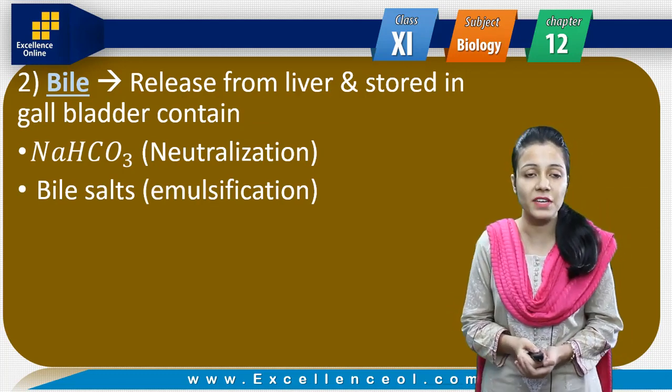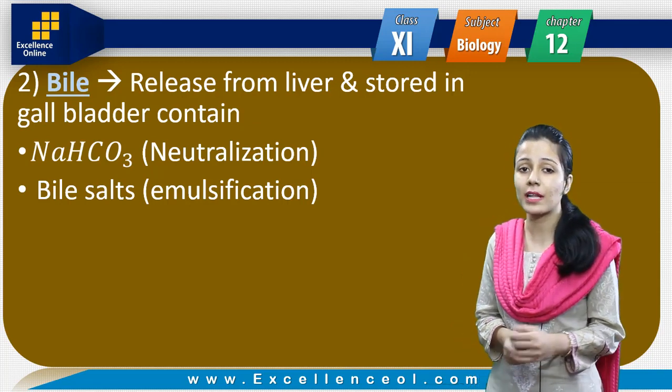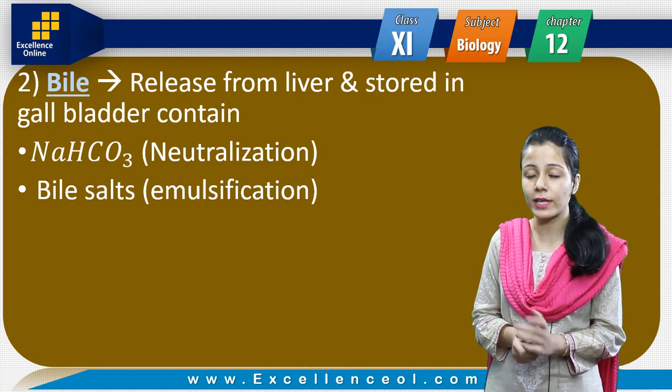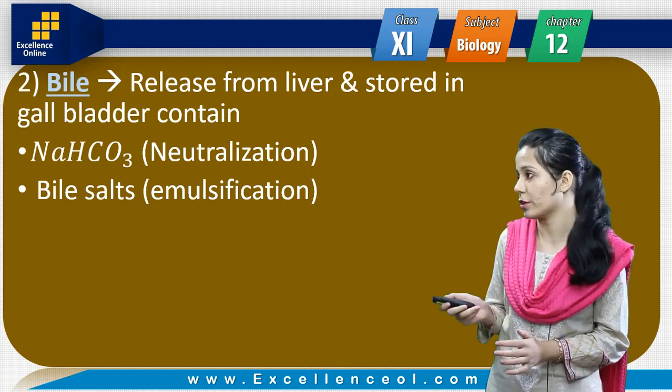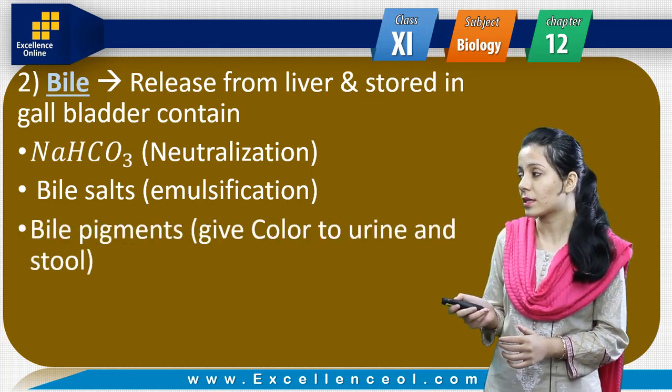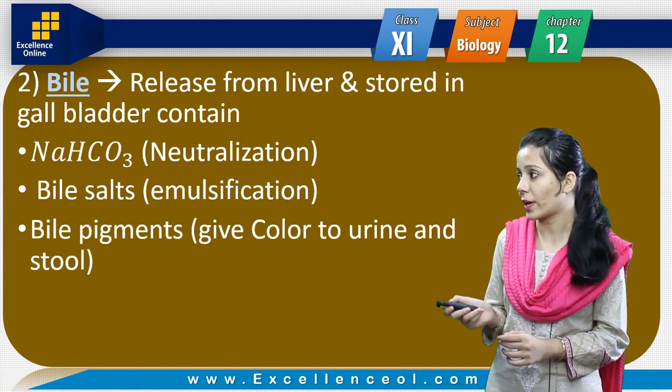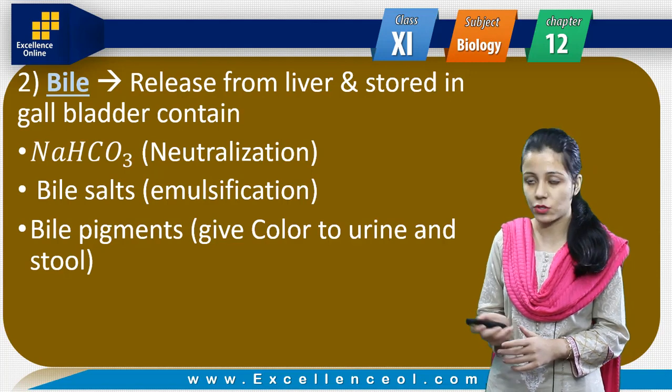What do we mean by emulsification? It is a process in which large fat molecules are broken down into small fat molecules. And the third component is bile pigments. The importance of bile pigment is that it provides color to urine as well as our stools.